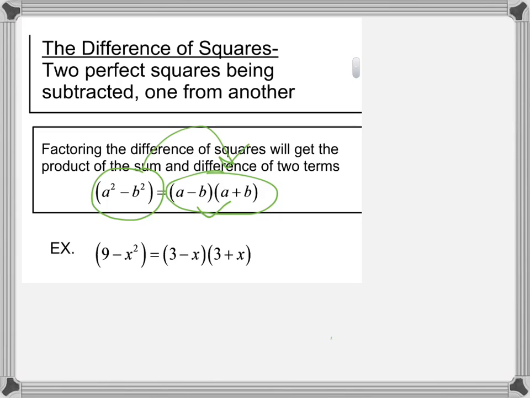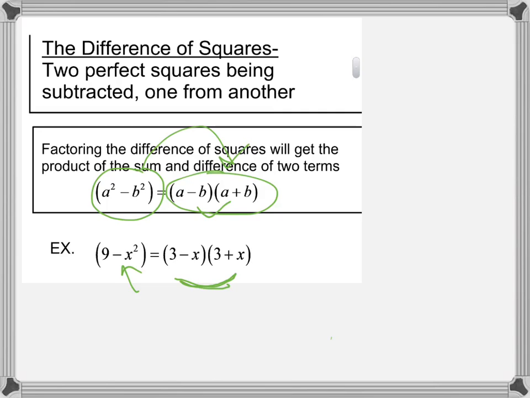When we have the difference of squares, like 9 minus x squared, it is the difference of squares because 9 is a square number, and x squared is a squared term, and you're taking the subtraction of those two. So basically what you do is you think about what are the two binomials that you multiplied in order to get the difference of these two squares.